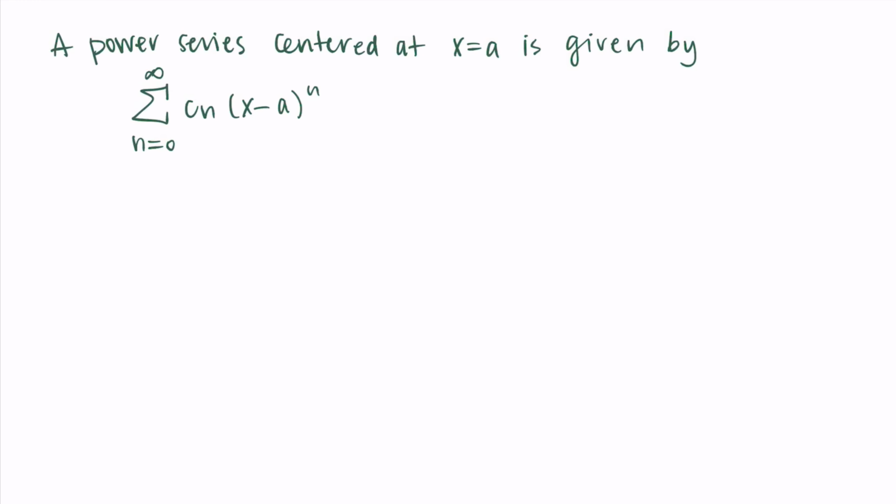So this is just to say that a is sort of the point we are starting at. So if you plug in a for x, we're getting 0. So that's our sort of center point.